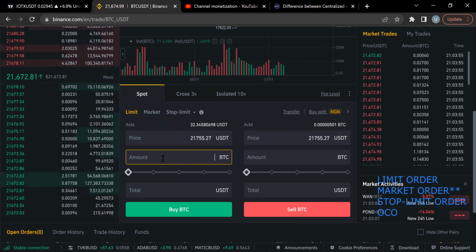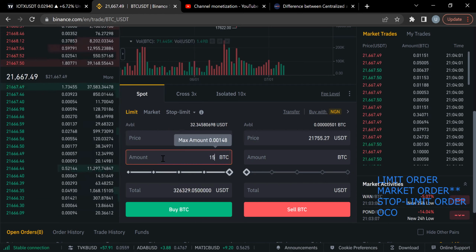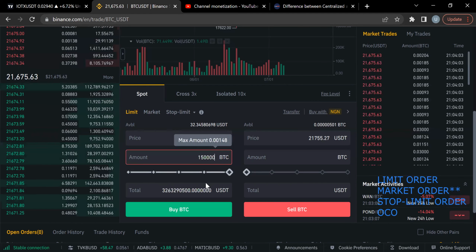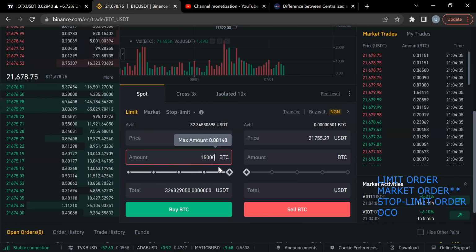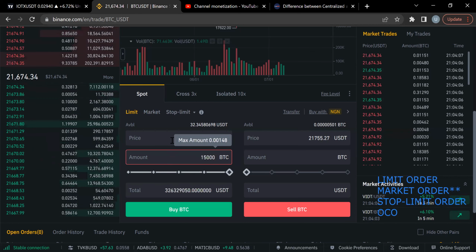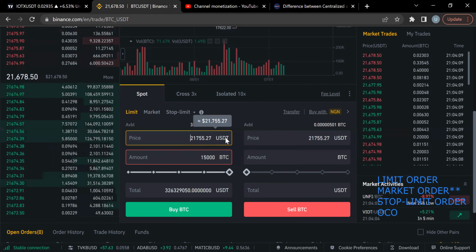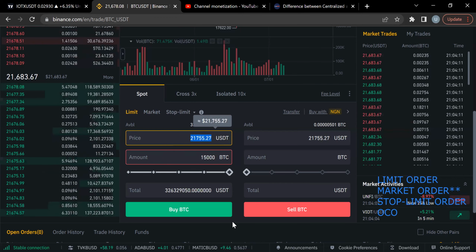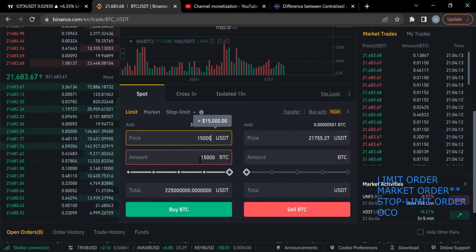So I can decide to limit and put, let's say, I want to buy it. I believe Bitcoin is going to drop to 15,000. So that's where I want to buy at. I want to buy Bitcoin at 15,000. So I'll put the price I want to buy at, okay, 15,000. So this is the price I'm comfortable buying.